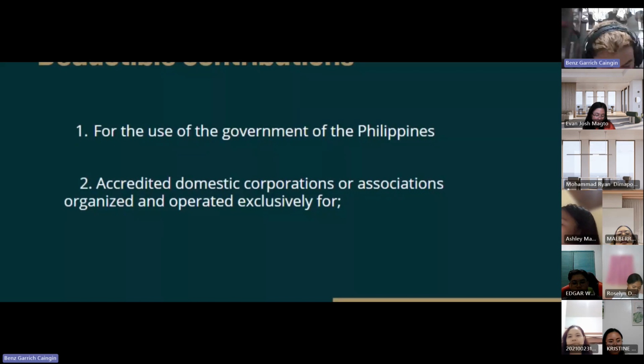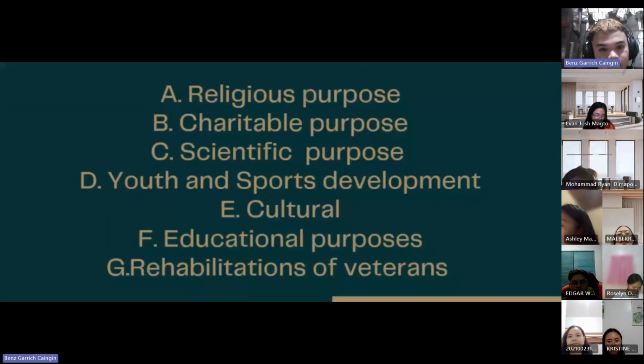And another thing, accredited domestic corporations or associations organized and operated exclusively for specific purposes. So first is religious purpose. Religious purpose refers to promotion, propagation, and accomplishment of any form of religion, creed, or religious belief recognized by the government of the Republic of the Philippines. Next, we have charitable purpose. It refers to extending relief to the poor, distressed, and underprivileged, and also those fighting against juvenile delinquency and community deterioration.